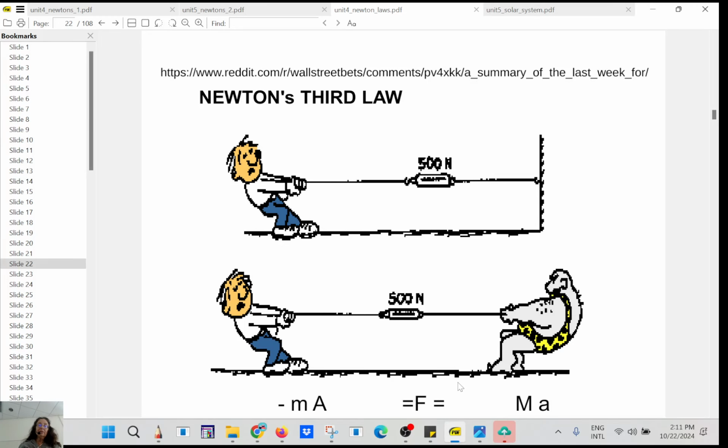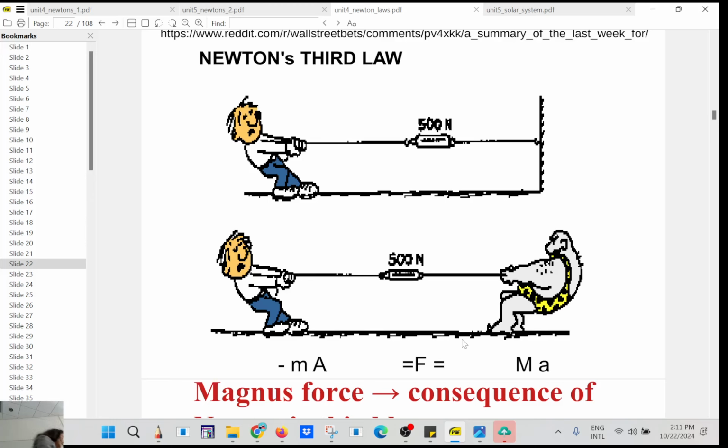So here it's not intuitive. It doesn't matter if you have a very strong man and a weak man. The force is always the same. If this guy wins the tug of war, it's going to move. You're going to have an acceleration, but the force is always the same.